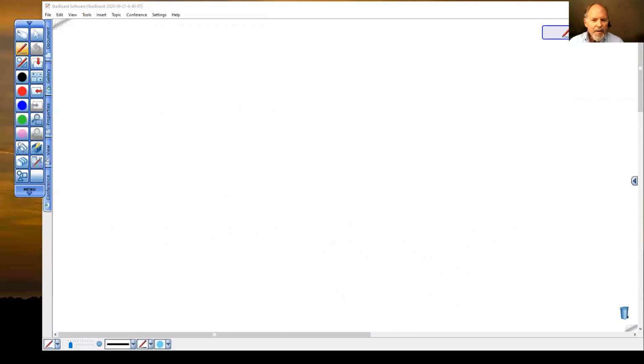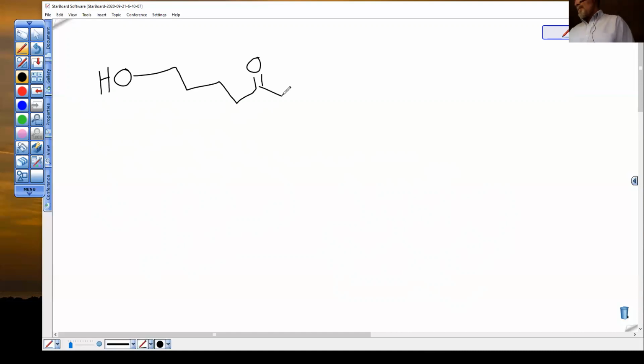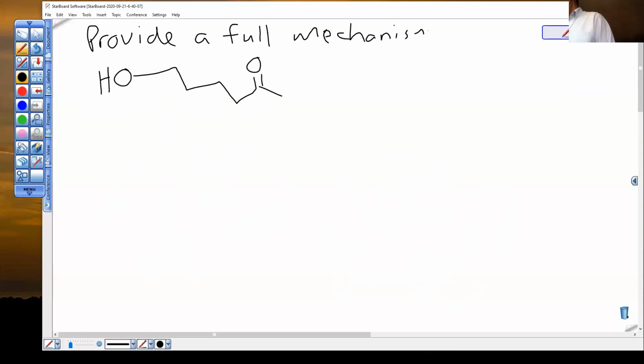I don't know if I want to start that whole new section and try to squeeze it in 10 minutes. So I don't want to start a new section. Let's just do a little acetal, hemiacetal review. And I thought of a nice example just now. I want to provide a full mechanism for this process.